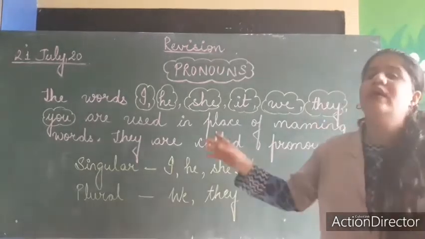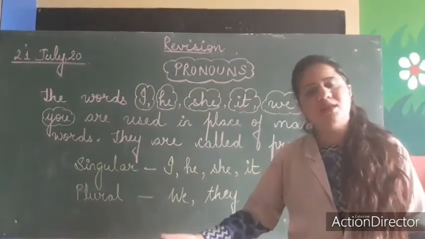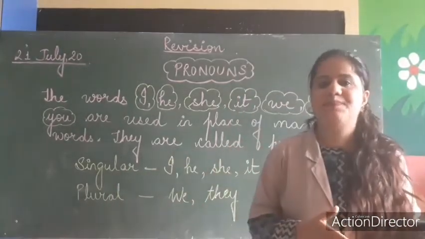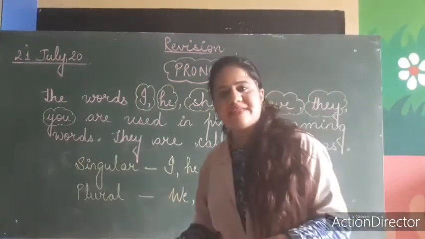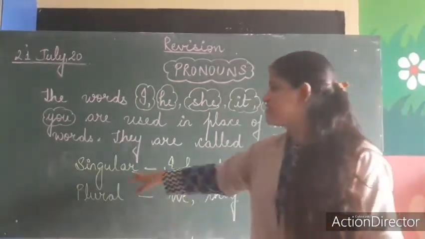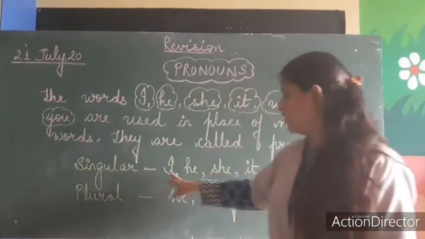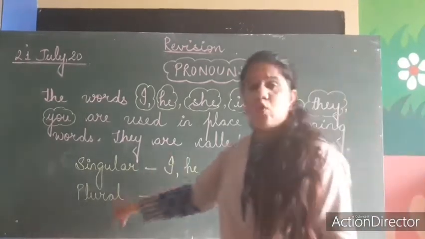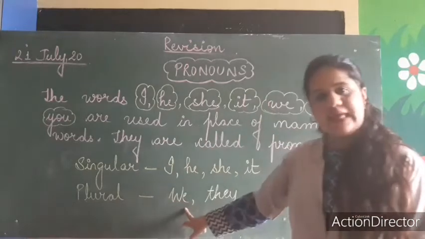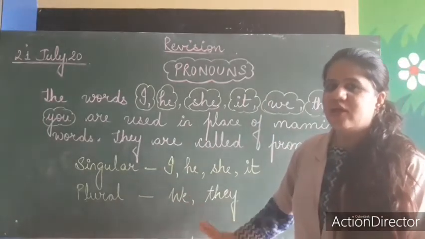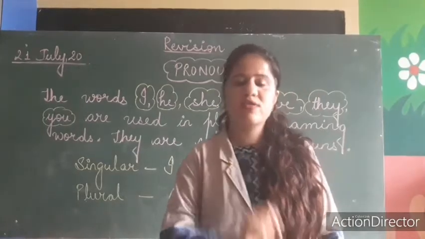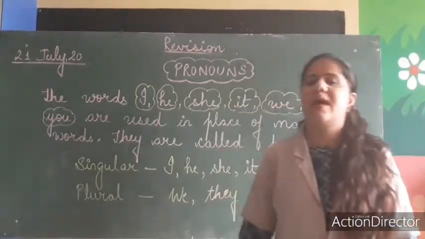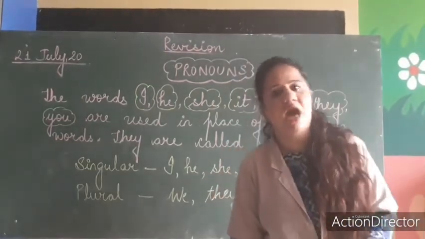Now, before moving further, see this. Singular and plural. Singular means single person, single place. So what pronouns do we use with singular? We use I, he, she and it. And with plural, we use we and they. Got it everyone? Now I will give you some more examples and you have to tell me which pronoun will come in place of that noun.